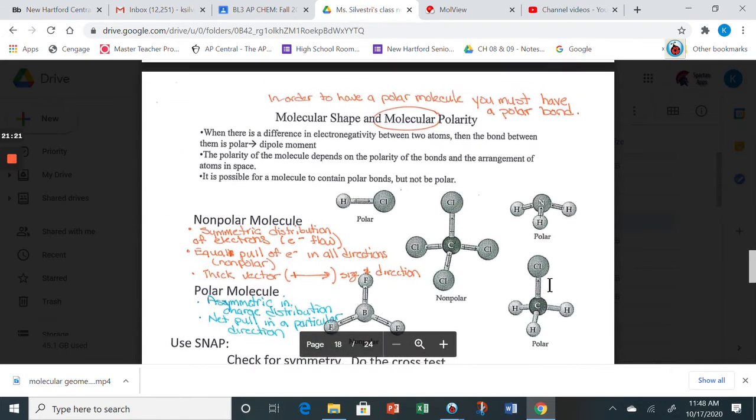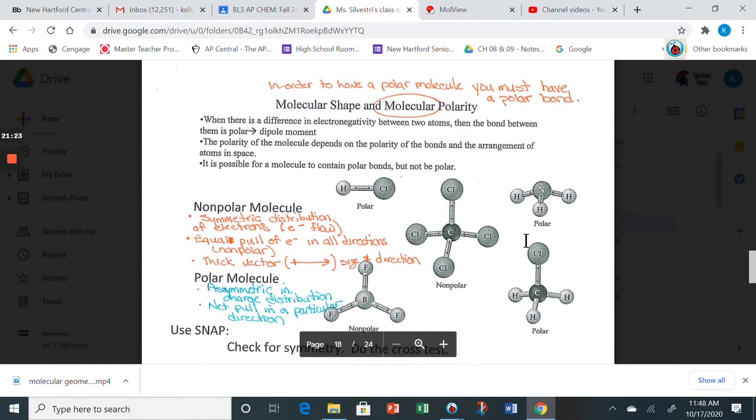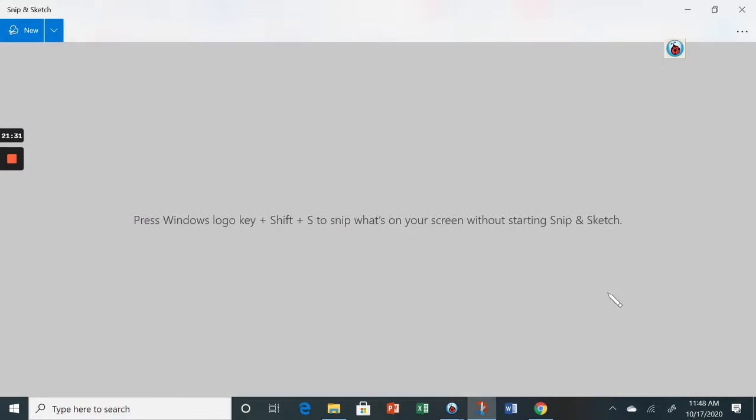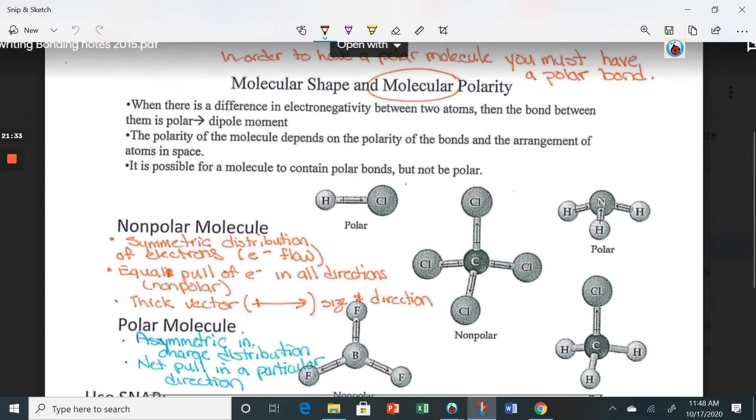Okay, so now let's look at this thing called molecular polarity. We right now have been talking mainly about a bond's polarity. What's in a bond? And you still have to ask that question. What's in a bond? What makes the bond? And then, what's the shape of the molecule?